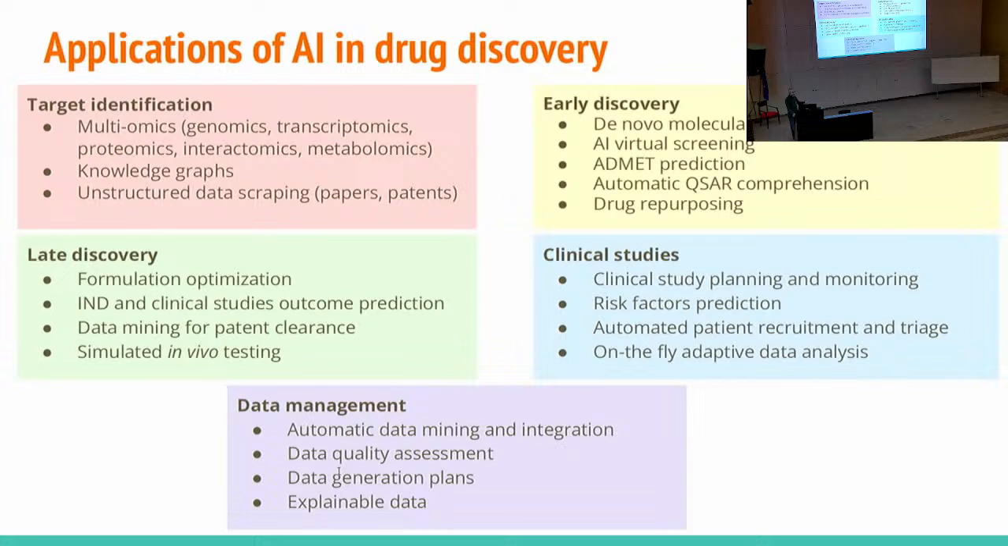Once you get the molecule, which goes to the late stage of the discovery, you can also use AI, for example, to develop formulations for drug delivery. You can prepare for IND in clinical studies. You can predict the outcomes of these and decide which molecules should go there and which should not. And of course, you can do data mining for patient recruitment and so on.